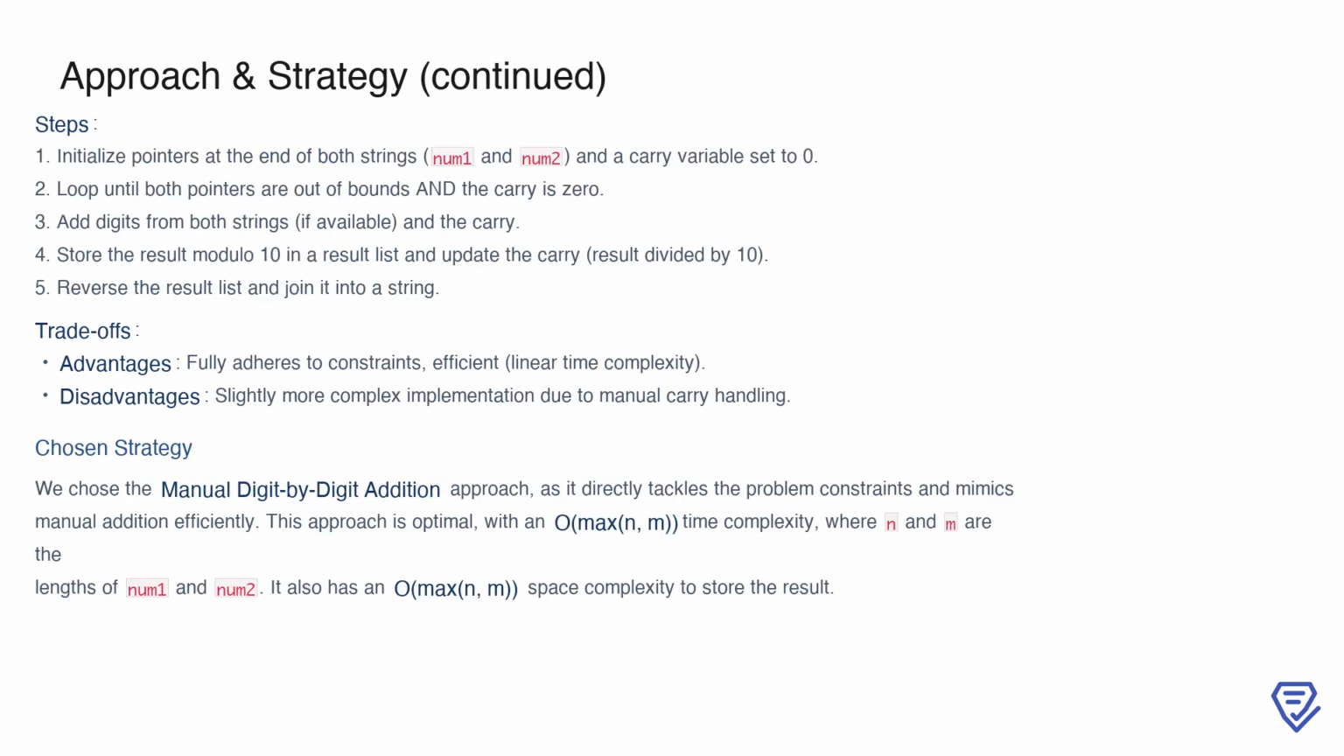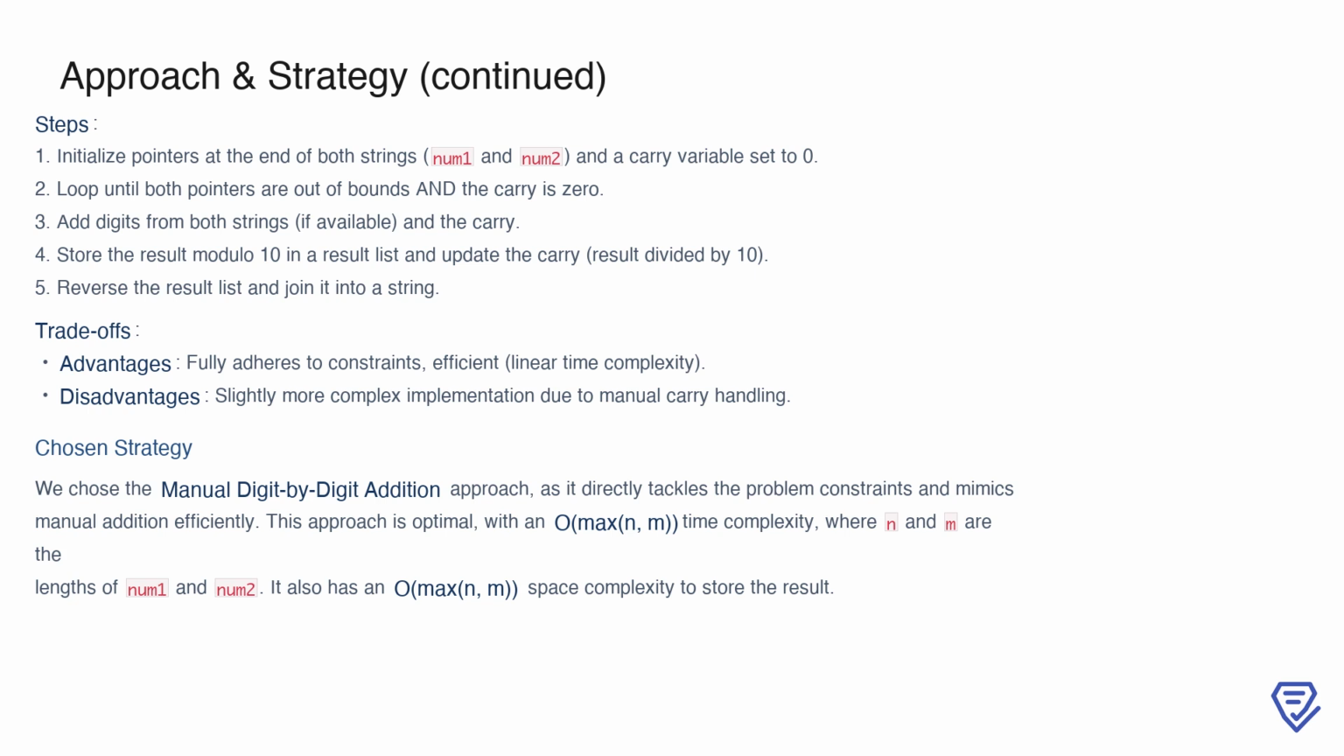Now let's break down the steps for the manual digit-by-digit addition. First, we initialize pointers at the end of both strings and set a carry variable to 0. These pointers allow us to process the digits from right to left. We then loop until both pointers have gone out of bounds and the carry is 0, ensuring we handle all digits and any remaining carry. Within each iteration, we add the digits at the current positions of the pointers, if available, along with the carry. The result of this addition is split into two parts: the digit to store, which is the remainder when divided by 10, and the updated carry, which is the quotient. These digits are stored in a result list.